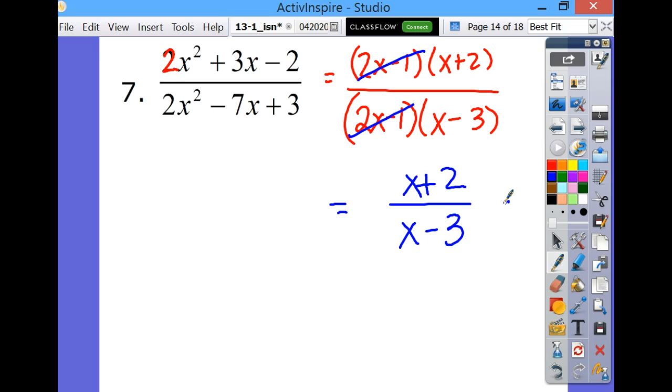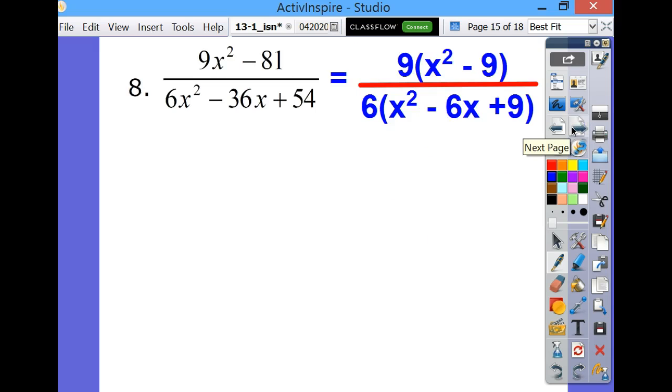Remember that you need to factor first. The first thing I'm going to do in problem number 8 is to factor first. So what factors out of the numerator? A 9 and a 6 factors out of the denominator.